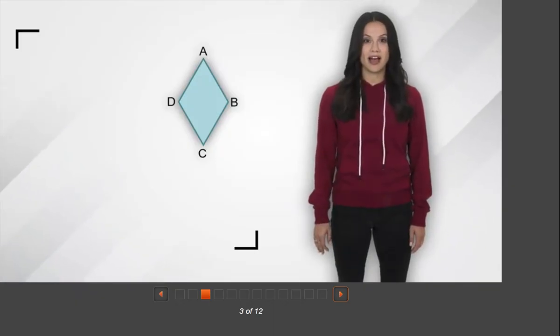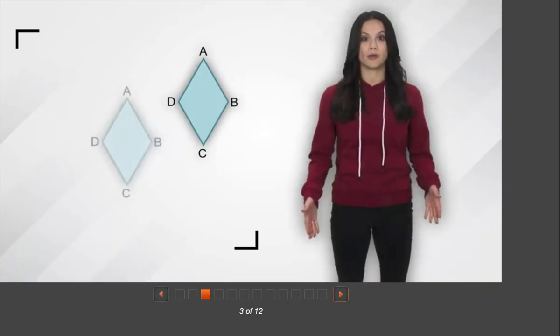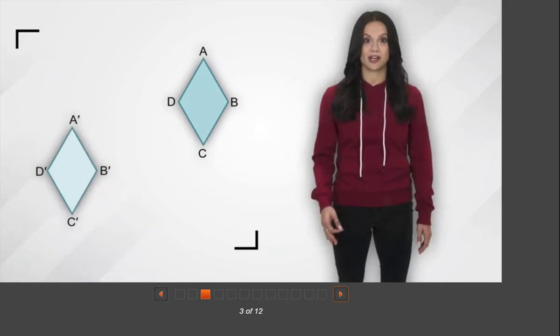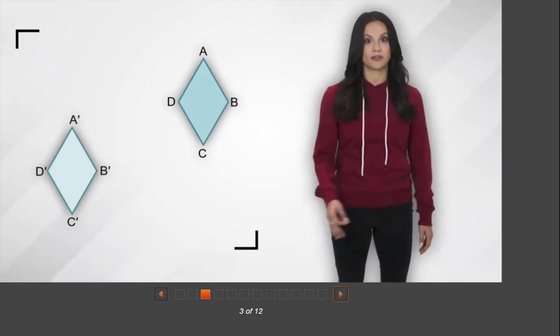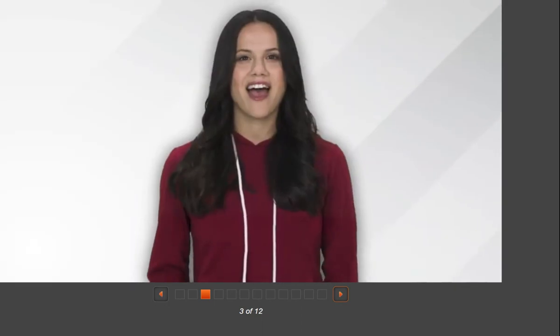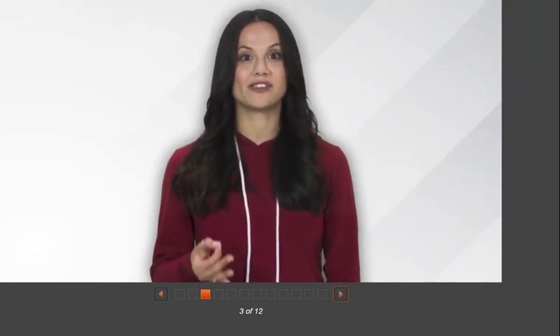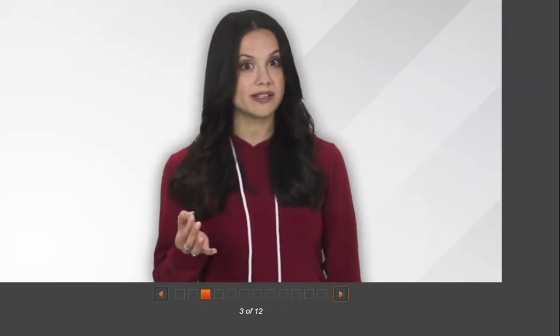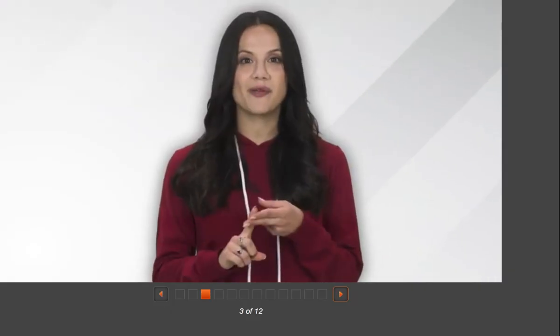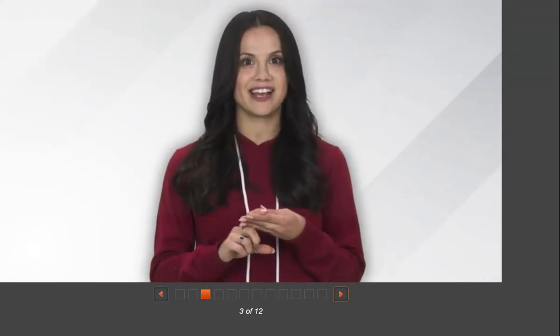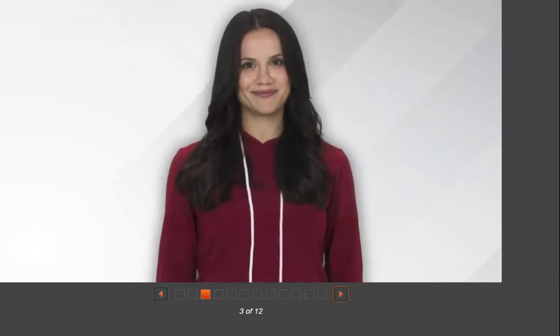Now, keep in mind that in a translation, every point moves. That is unlike a reflection, where any point on the line of reflection would not move. I also said that this is a rigid transformation, which means that the size, the shape, and the measurements of lines and angles all stay the same. Let's look more closely at that.